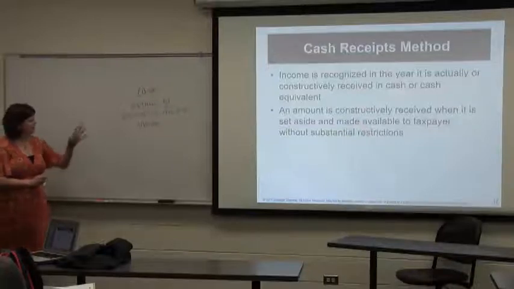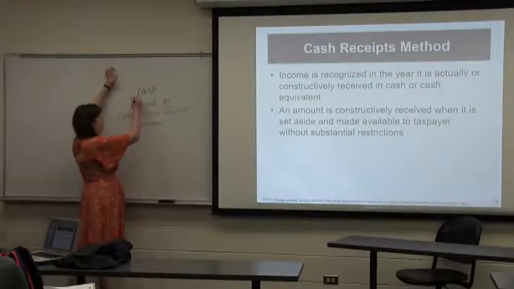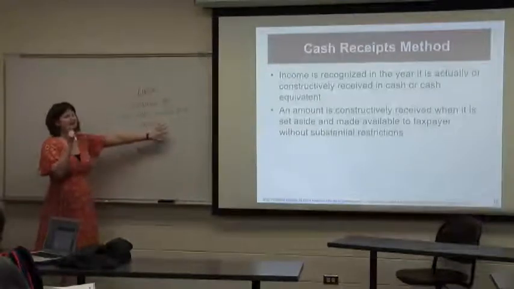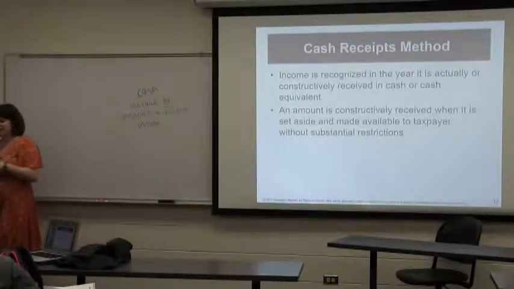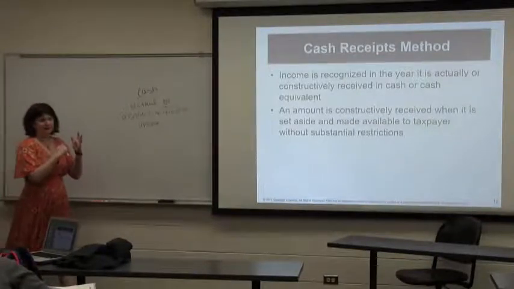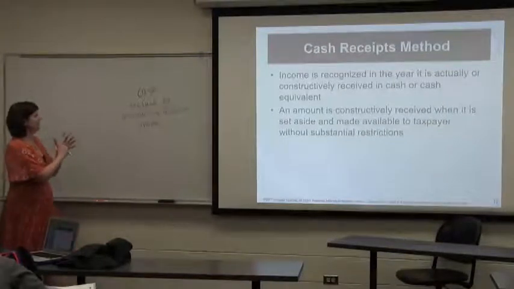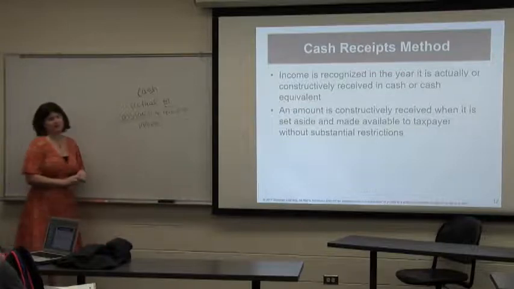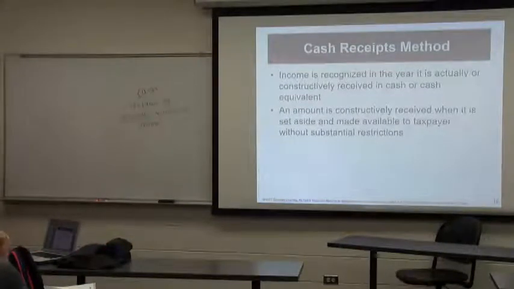So with the cash method taxpayer, it's when you receive it, not really when it has accrued or when you've earned it. It's when you actually have that receipt of the income. Now notice it says actual or constructive receipt. Okay? So, what does that mean?